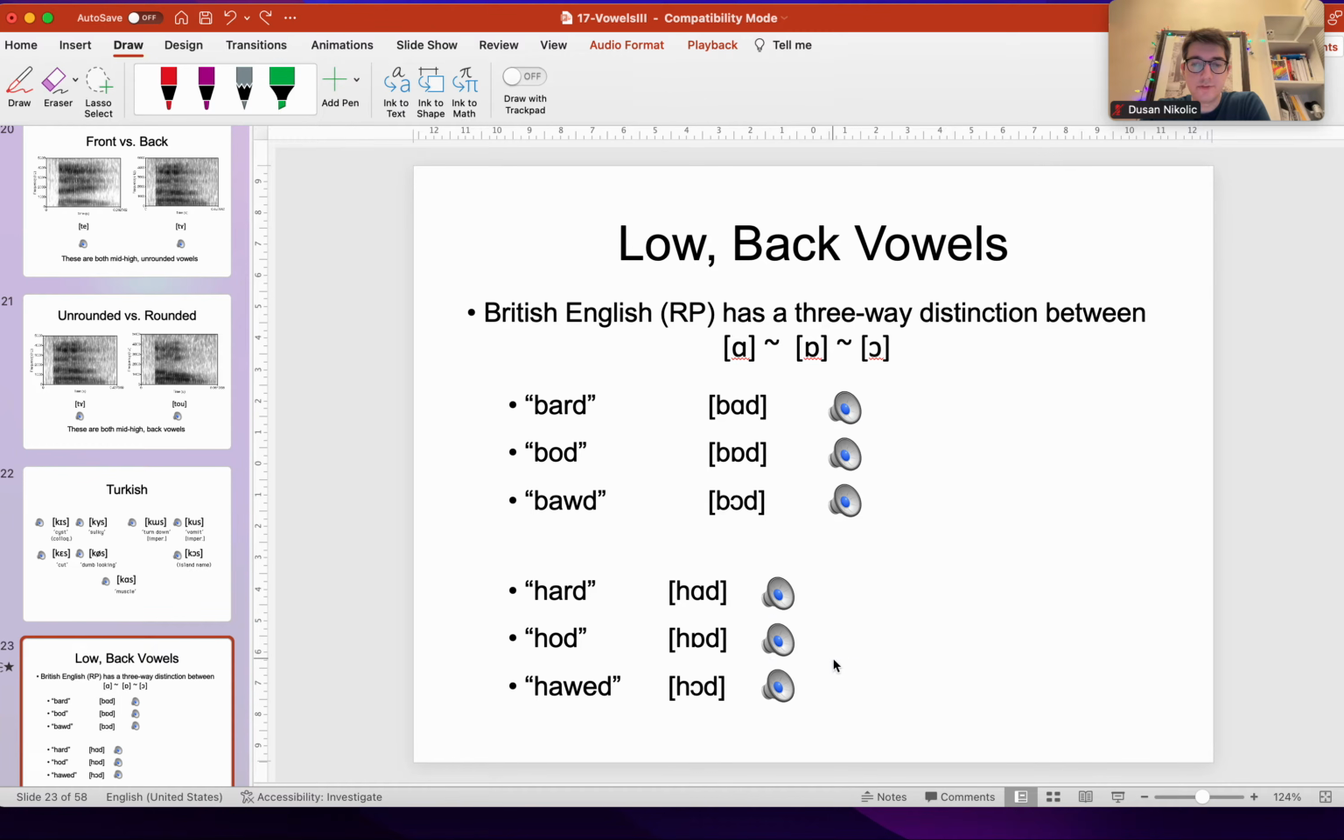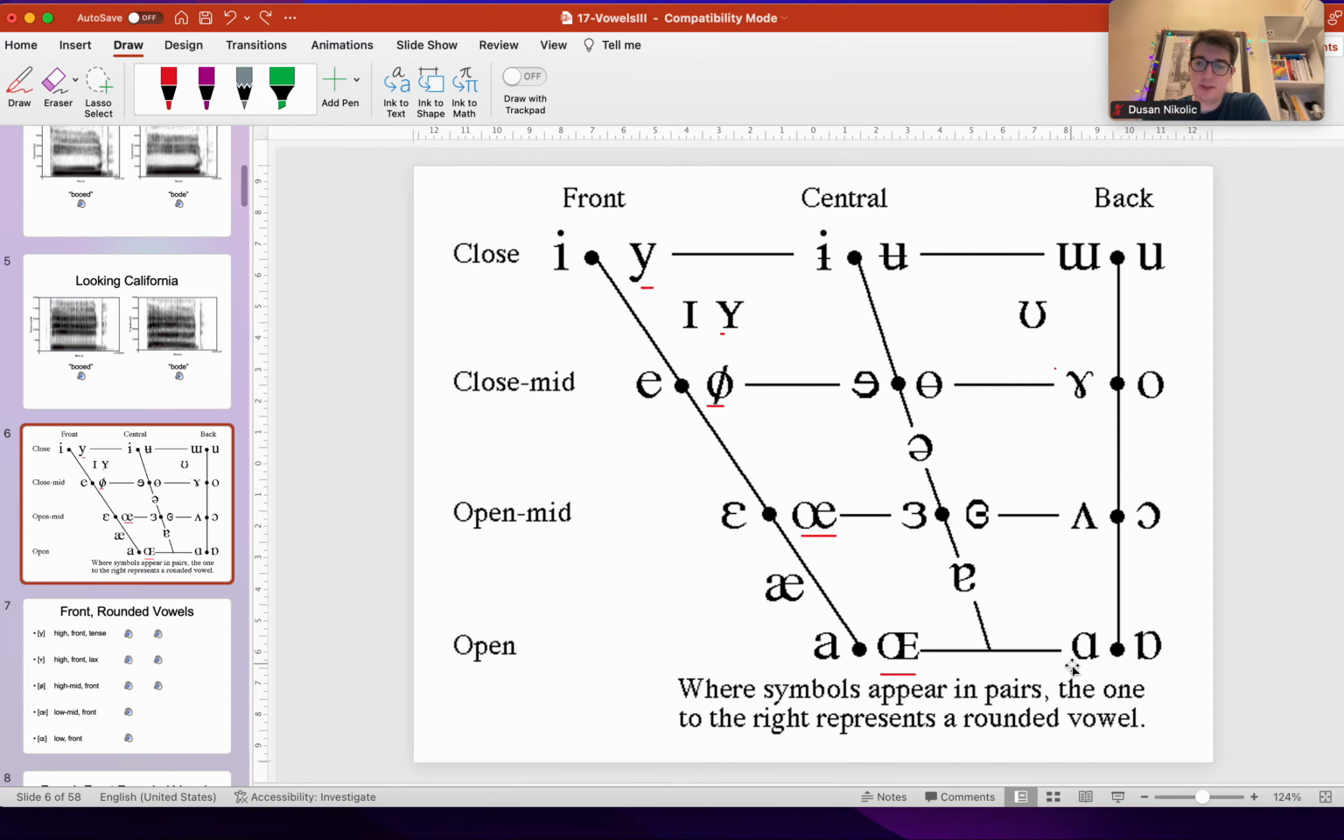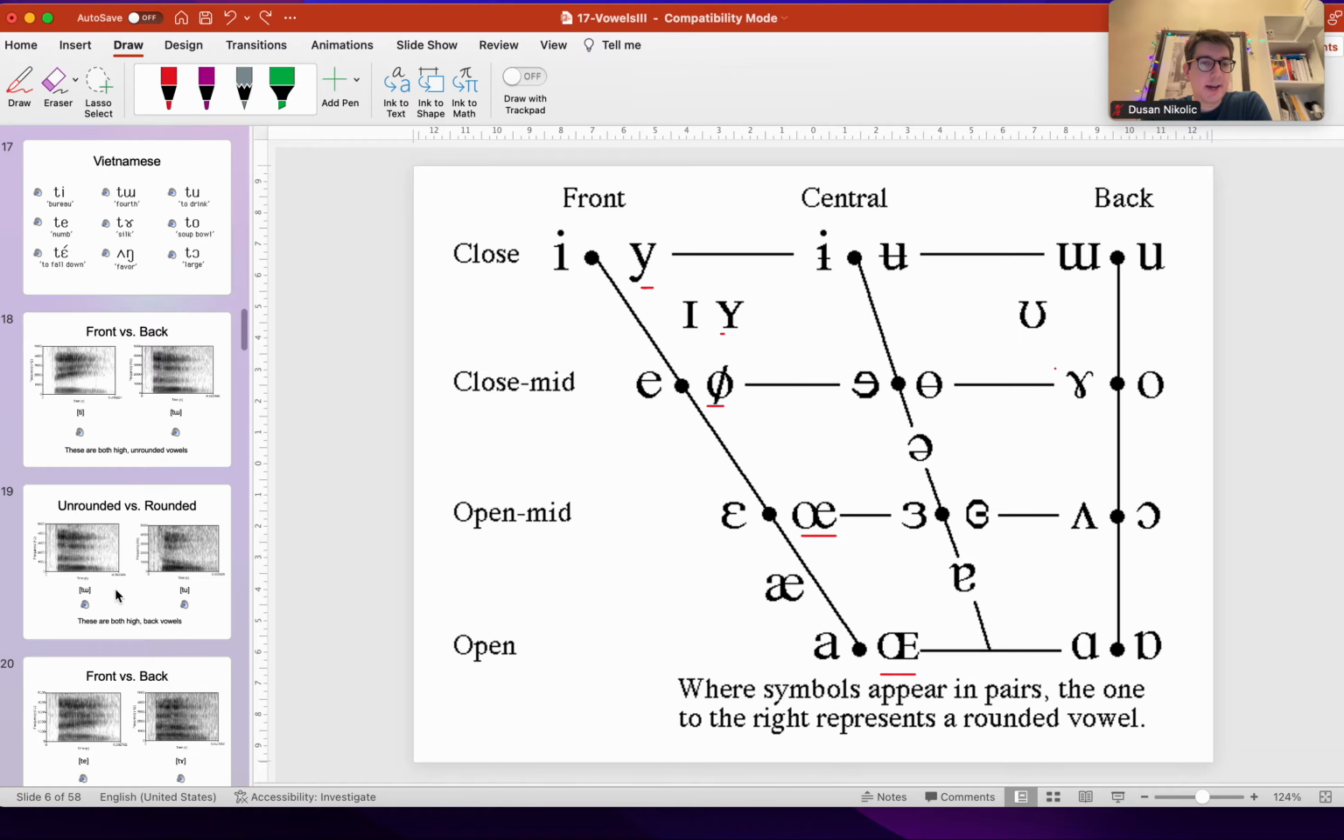This is hard, hod, hoard, right? So in this case you should be following the IPA chart. For example, this one is open back but not rounded, and this one is rounded, and this one is a little bit higher, so you shouldn't open the jaw so much for that one. Something like that.